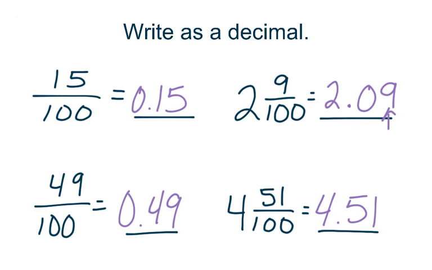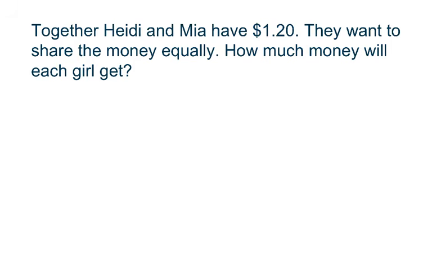Finally, we're going to take a look at some word problems. Now, when we do these word problems, it might help if you draw a picture. It might help if you do some division. A picture can help us by drawing out some money amounts and then separating them. So, together, Heidi and Mia have $1.20. They want to share the money equally. How much money will each girl get? Go ahead and solve this problem. They're sharing $1.20 evenly.